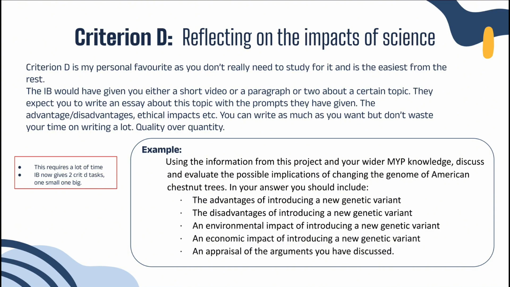So now we're coming on to the last criterion, D, which is reflecting on impacts of science. Criterion D is my personal favorite, as you don't really have to study for this, and it's the easiest of the rest.